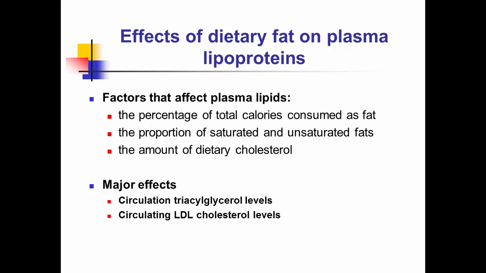And the major effects: both circulating cholesterol levels and circulating triglyceride levels can all be affected by what we eat, right? The total amount of fat, the composition of the fatty acids, and also the amount of cholesterol in the diet can all regulate or affect the plasma lipid levels, basically cholesterol and triglyceride.